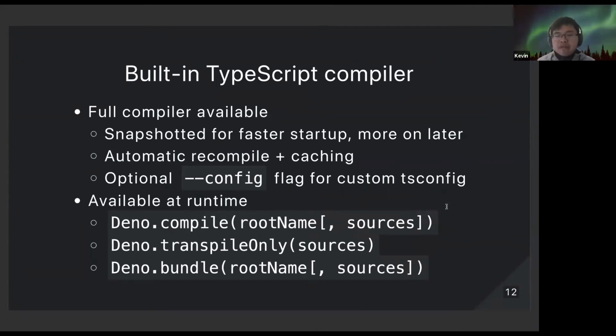And we also have a few compiler APIs available at runtime. So you get something like Deno.compile, which compiles a list of files that you provide, and also transpile only, which simply strips off all the types instead of actually doing the type checking as compile does. And you also get Deno.bundle, which just emits a bundle file given the sources. So it's pretty neat. You have all these things exposed to you just when you're using Deno.